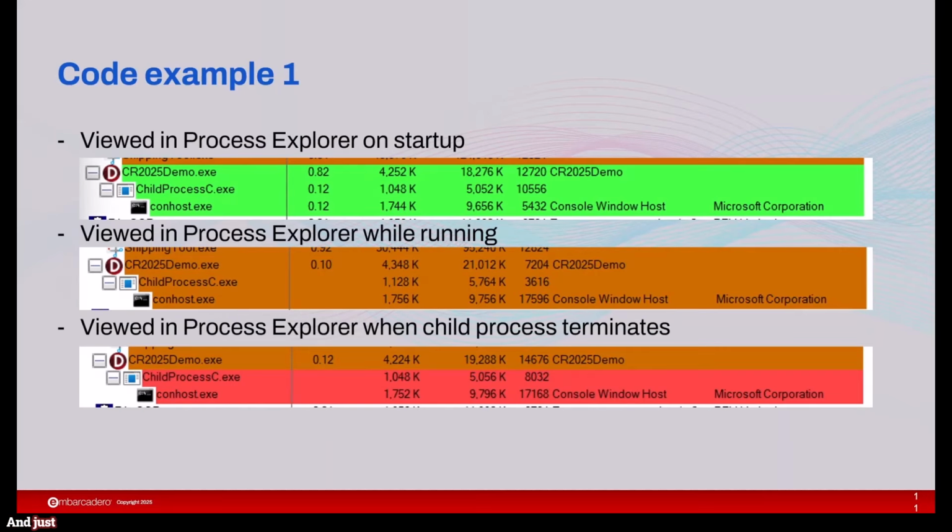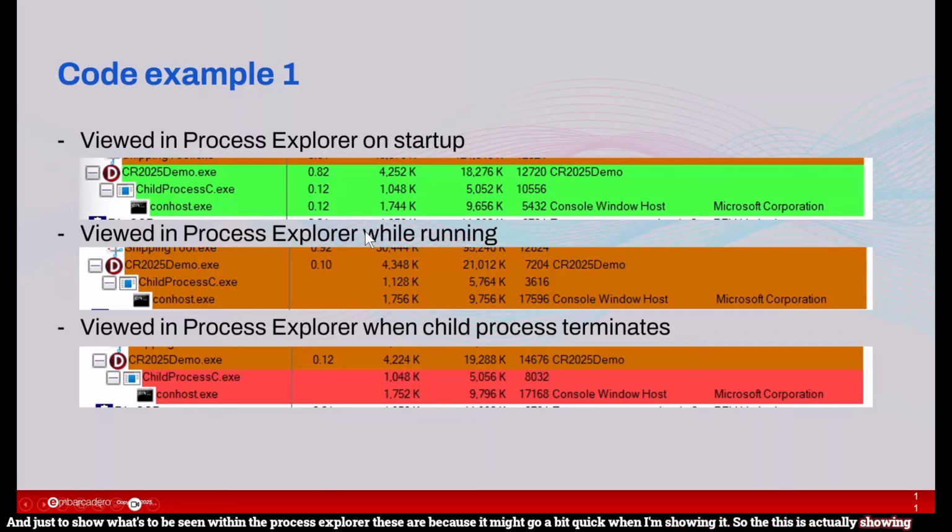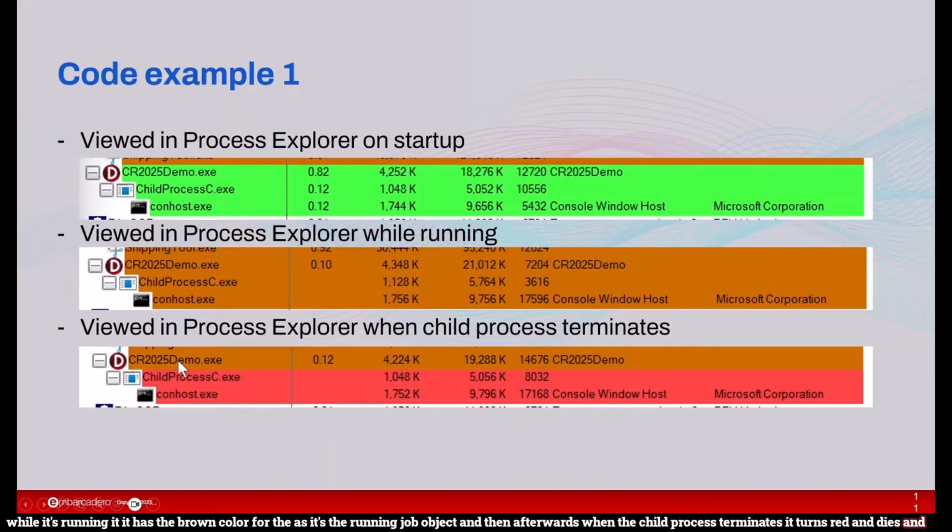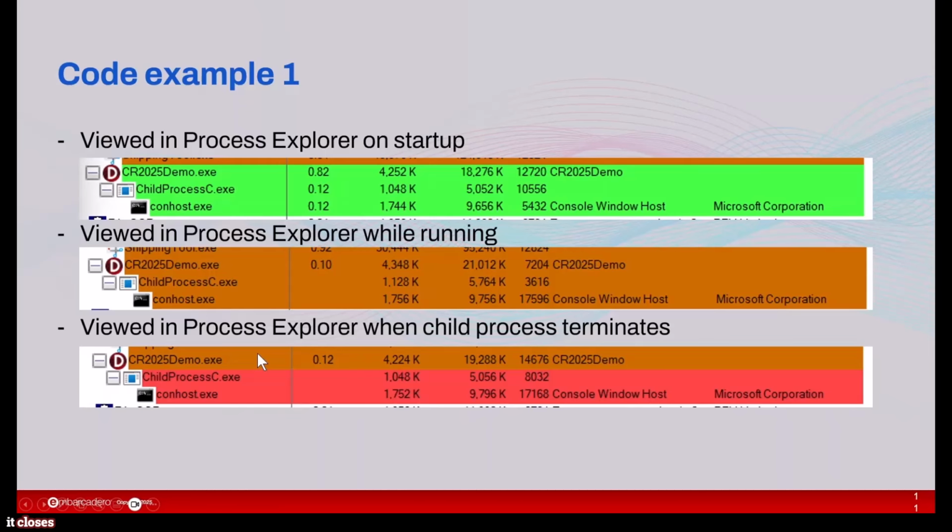And just to show what's to be seen within the Process Explorer, because it might go a bit quick when I'm showing it. This is how it looks on startup: the starting processes, the main program, and then the child process started, which is a console thing. While it's running, it has the brown color as it's a running job object, and when the child process terminates, it turns red and dies, and then it closes down.